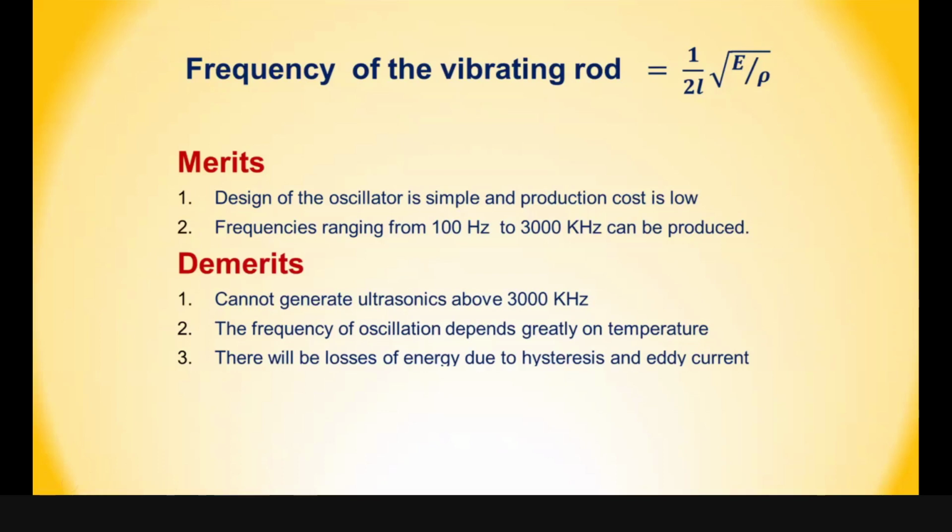The demerits: if we want to go for a higher frequency, it's not possible. Second thing is we are using a ferromagnetic material. So when you use a ferromagnetic material, there will be hysteresis losses, eddy current losses will also be there, and the frequency of oscillation depends on the temperature. At high temperature, the frequency of oscillation will be more, right? So these are a few drawbacks.